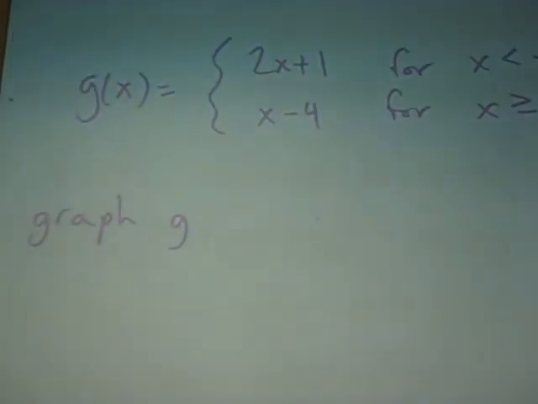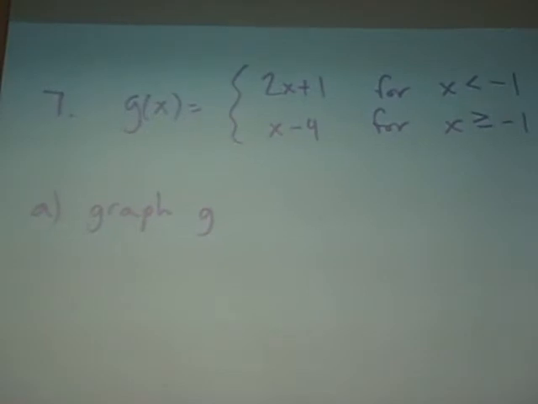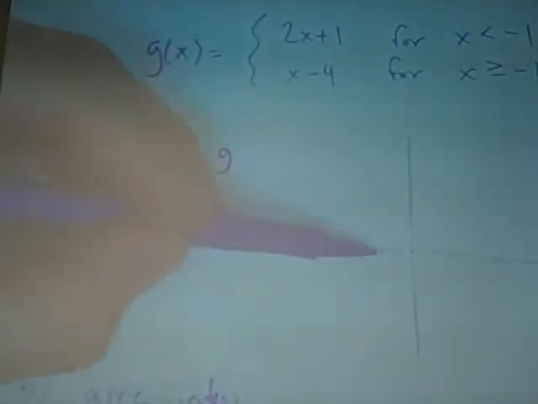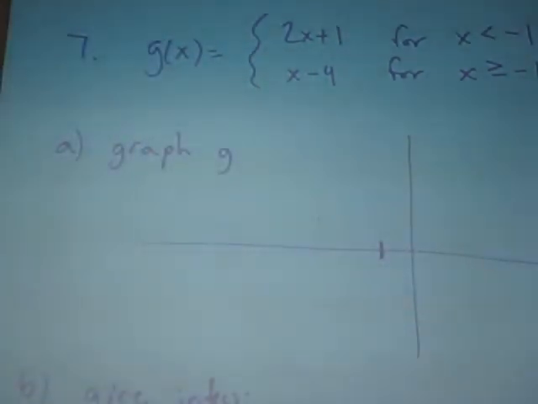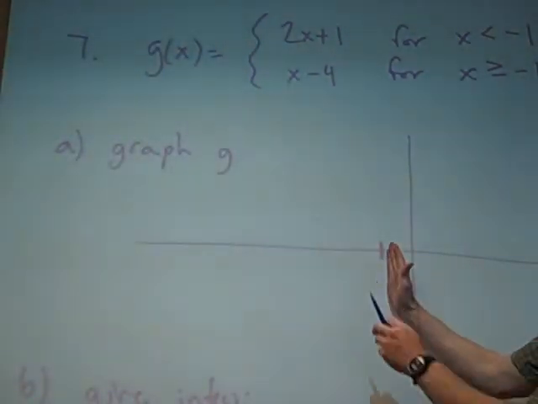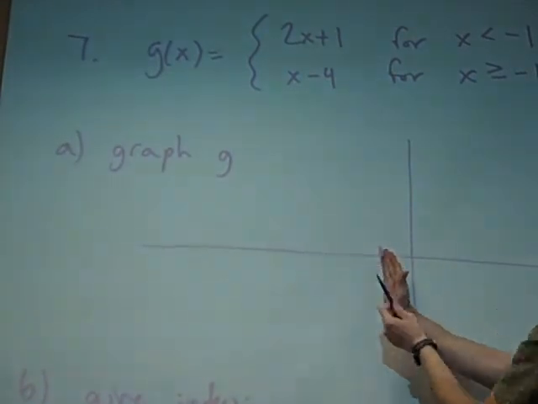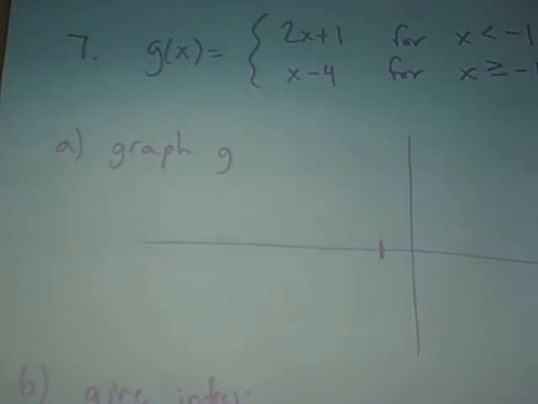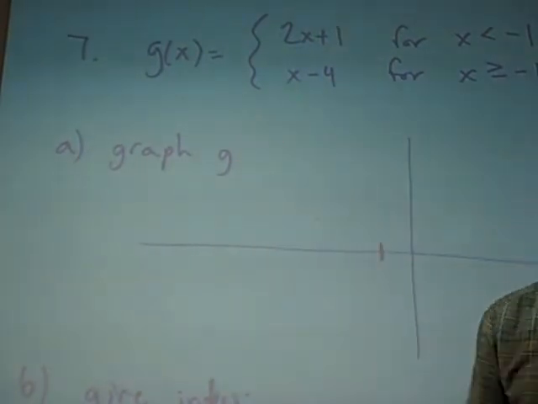Number 7. We've got a piecewise defined function. It just basically means for different x values, you plug some x values into the top one, some x values into the bottom one. And so for the graph, basically what we're going to do is just kind of split this into two. If this is x equal to negative 1, for everything left of x equal to negative 1, we're going to use the top function, 2x plus 1, and for everything to the right, we're going to use x minus 4.